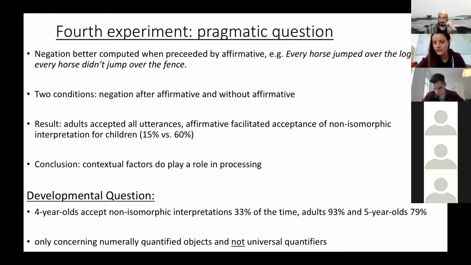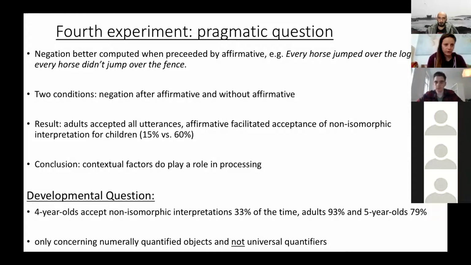This is a facilitation even for adults, and they were trying to find out if this is a facilitation for children. And they had two conditions where one was a negation after an affirmative and one was a negation without an affirmative. So one was just, I think, every horse jumped over the log, but every horse didn't jump over the fence, and one was just every horse didn't jump over the fence. And the results were that, again, adults are very gullible, they accept everything, and the affirmative actually facilitated the acceptance of non-isomorphic interpretations for children.